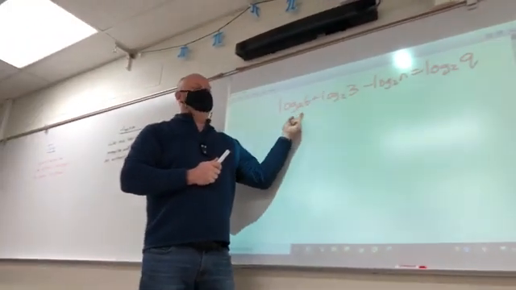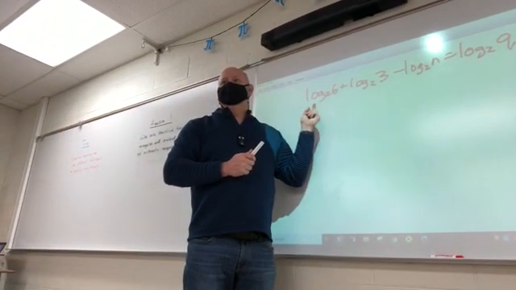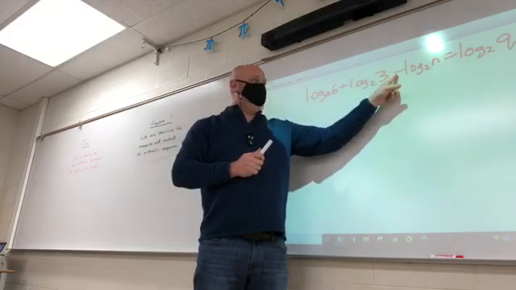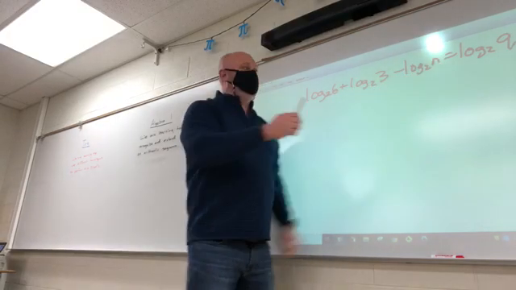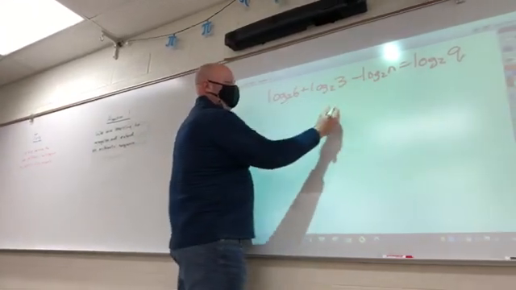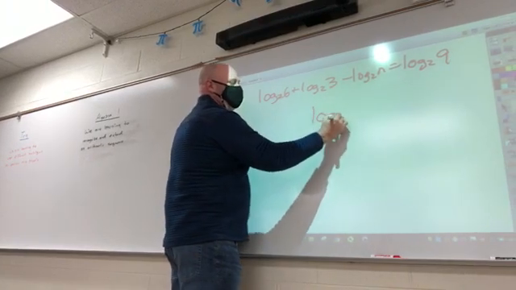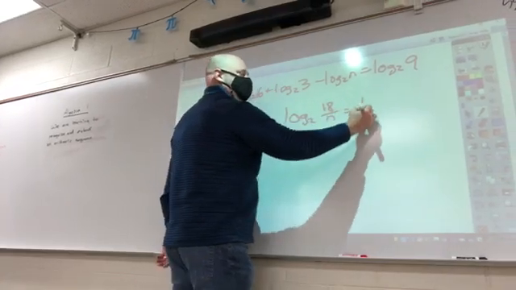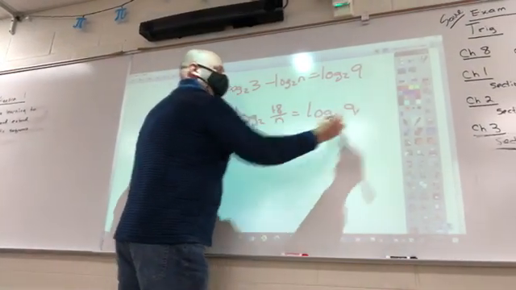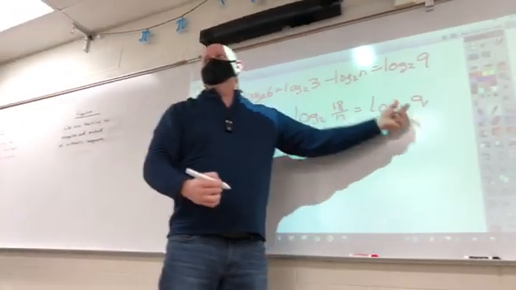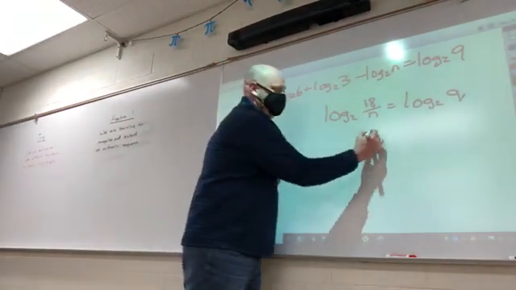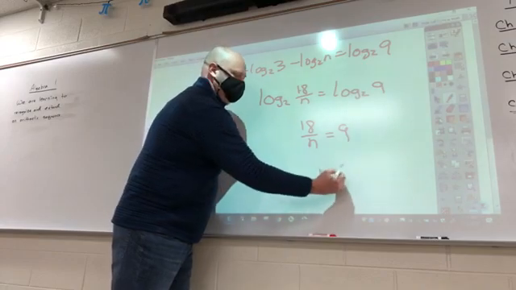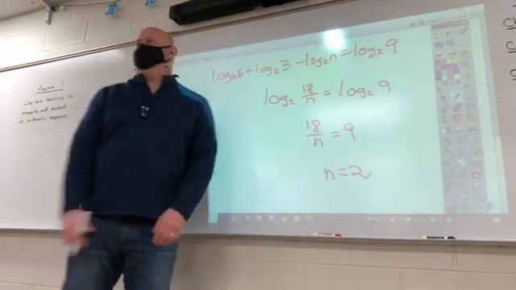We can combine all these logs, these 3. What do you do with plus? You multiply. Minus means we divide. So these 3 can combine to become log base 2 of 18 over n. And now, since we have log of this equals log of that, we can just drop our logs. 18 divided by what is 9? The answer's 2.